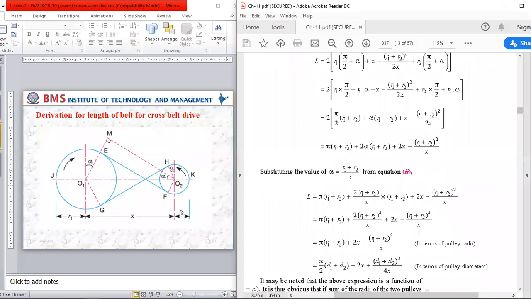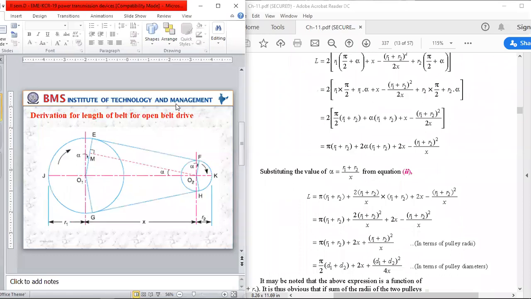In a similar fashion, as you did in the case of open belt drive, the phenomena is the same in both cases. What we are doing is calculating the length of the belt which is moving over the two pulleys. What is the length of the belt which is moving over the two pulleys? One is the larger pulley and the other the smaller pulley, which have different radii.